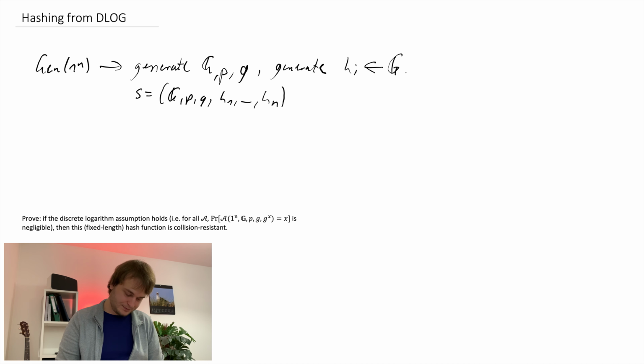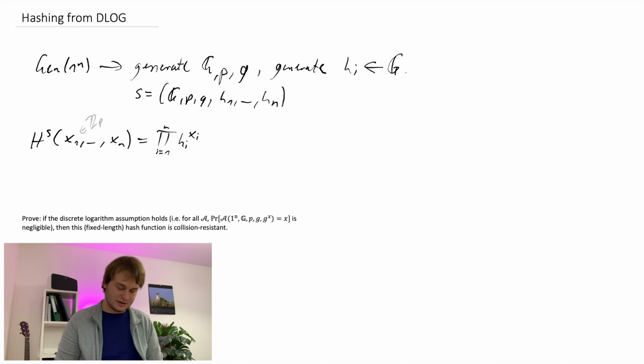And then to hash, we just output the product of all of these h_i to the power of x_i. And so this power operation and this multiplication here is the group operation. And the input to this hash function we expect to be values from Z_p and many of them. So this is a fixed length hash function. If you take a little bit extra care, you can also make it work for bits. But let's just, for simplicity, assume these x_i are values in Z_p.